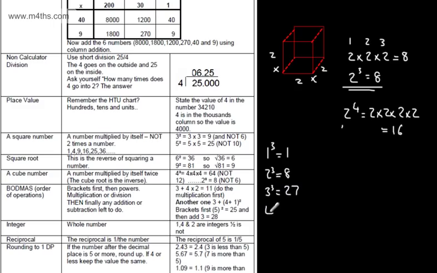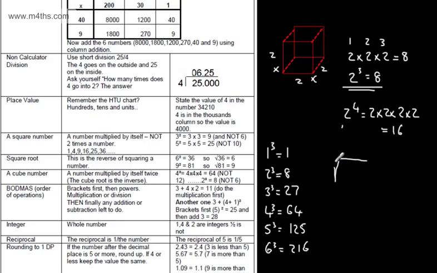So I'm just listing these out. 4 cubed is going to give us 64. 5 cubed would give us 125. And as you can see, over time you just memorize these. 216. Now, we could be asked to find the cube root.